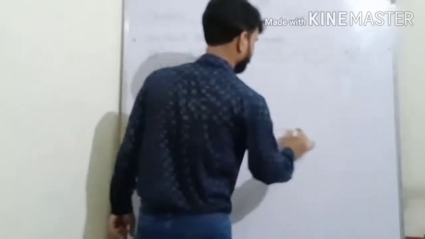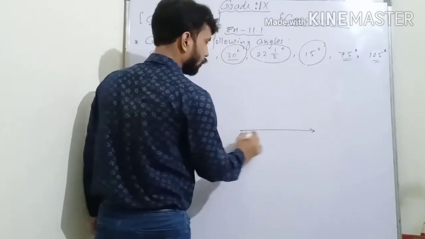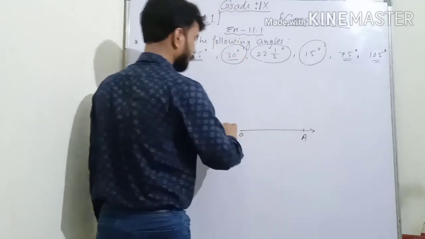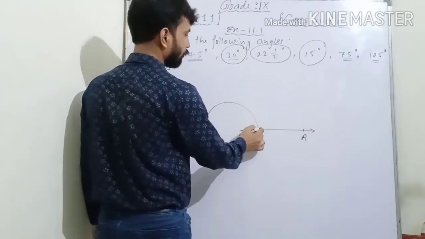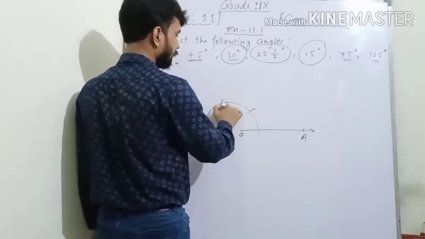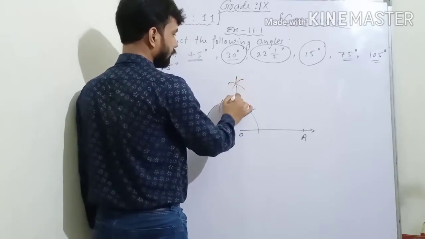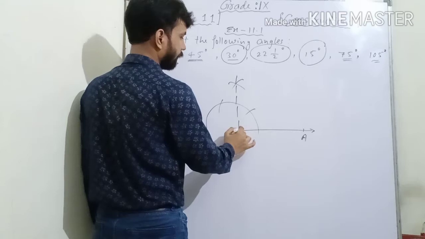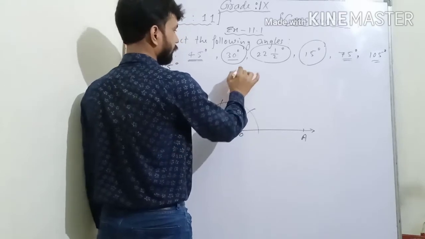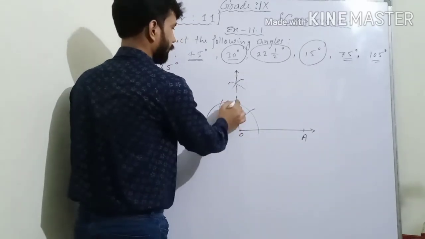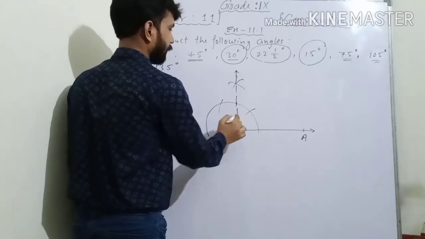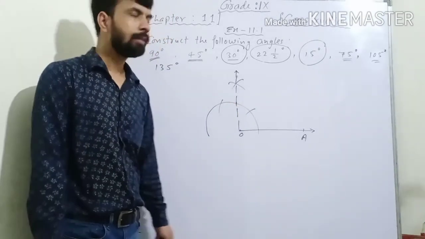Firstly we will draw a 90-degree angle. O, A, semicircle. From here we will cut an arc here, here, here. Now we will join these 2 points. Clear? This is the 90-degree angle.